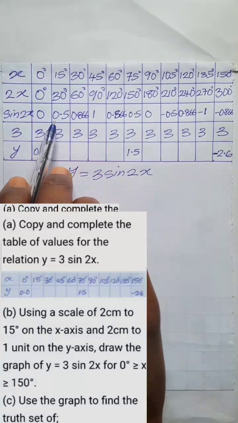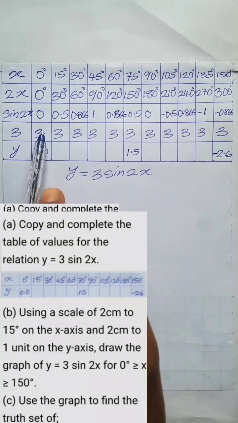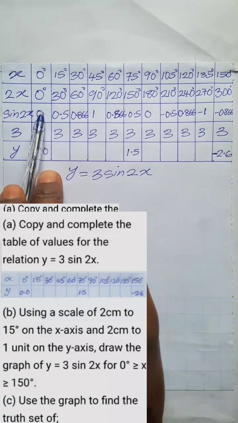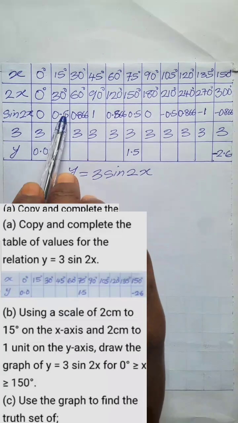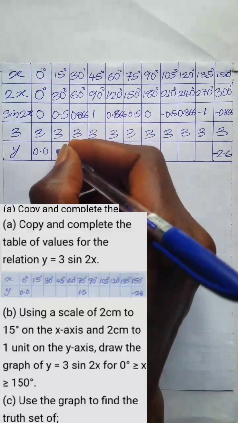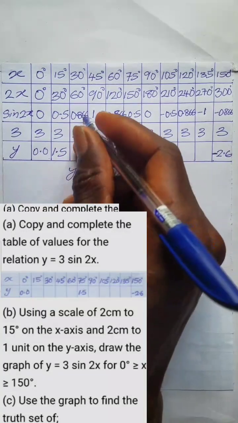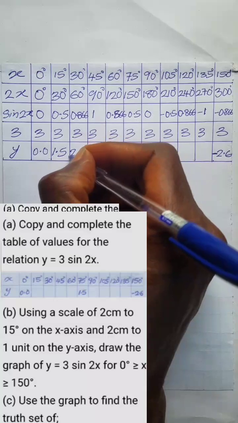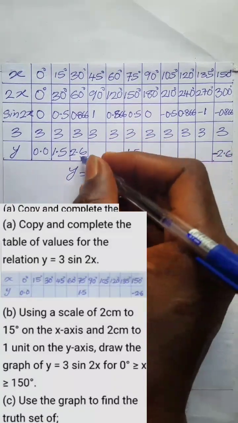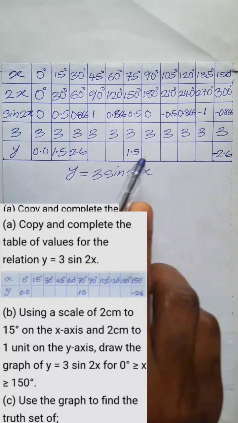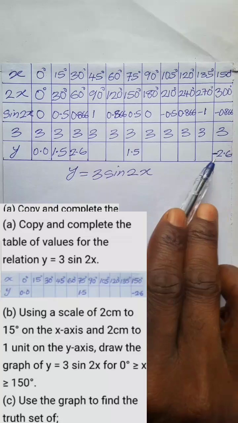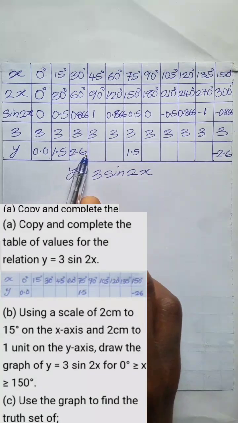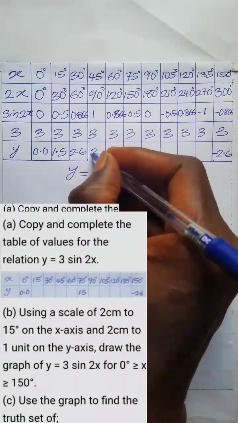Now the next thing is 3 sine 2x. What is that? 3 times sine 2x. So this column times this column. Let's look at this. 3 times 0 is what? 0. It matches what they gave us already. The next is 3 times 0.5. What is 3 times 0.5? That is 1.5. 3 times 0.866 is 2.6. Because of the one decimal place they gave us, we must make sure that everything is rounded to one decimal place. Is that okay? So this is 2.6. 3 times 1 is 3.